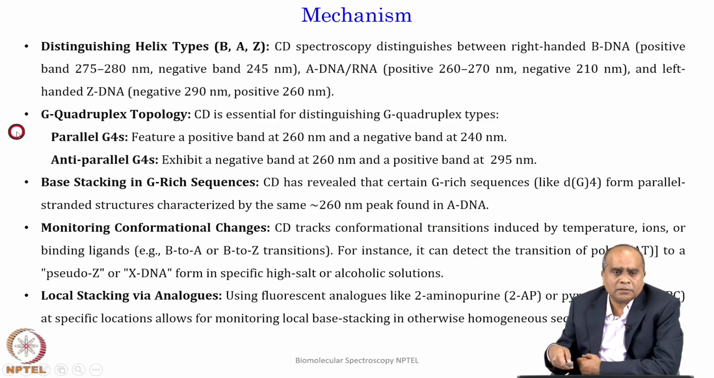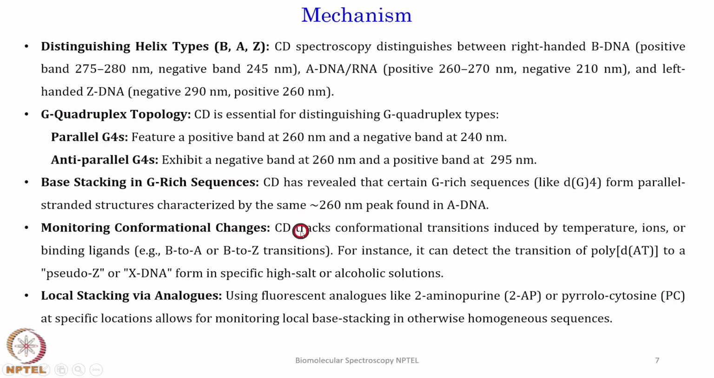Now, one can monitor the conformational change using CD. CD can track the conformational change induced by temperature, or if you change the ion or ligand, how it is going from B to A, B to Z. We also saw this in the last class, and you can also see the transition that is happening from poly dAT to pseudo Z or X DNA, or various specific conformations that are populated in non-natural conditions like high salt or alcoholic condition, how your DNA is changing, right.